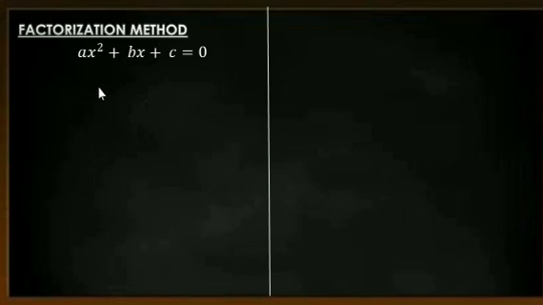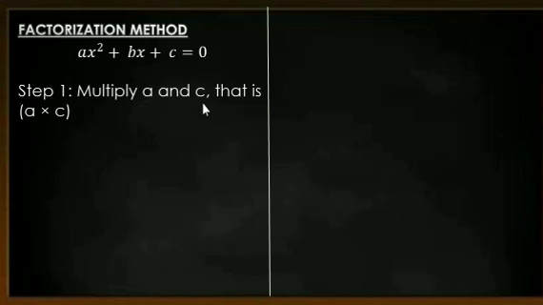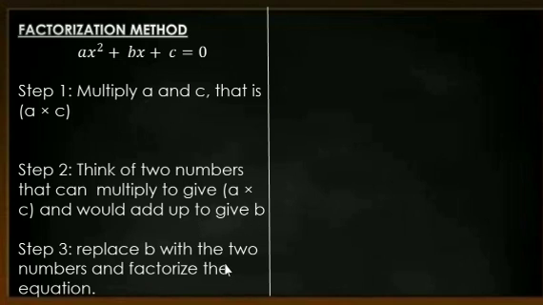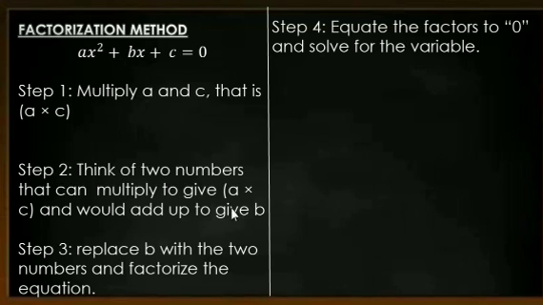Given the general form of a quadratic equation, which is ax squared plus bx plus c equals 0, the first step you'll have to take in order to use factorization method is to multiply a and c. That's multiply the coefficient of x squared, which is a, and c, which is a constant. After multiplying the numbers, you'll have to think of 2 numbers. Step 2 is to think of 2 numbers that can multiply to give whatever you have gotten in step 1, which is a times c, and would add up to give the value of b. Step 3 is to replace b with the 2 numbers and factorize the equation. Step 4 is to equate the factors to 0 and solve the variable.